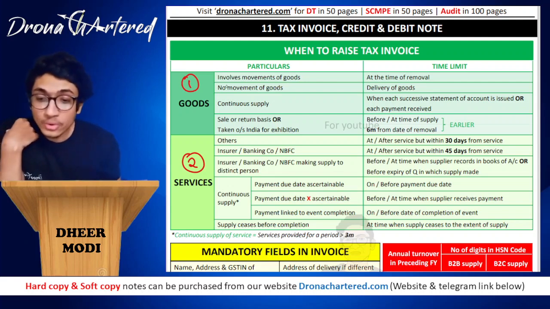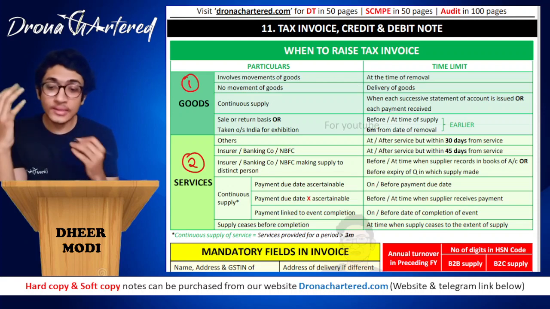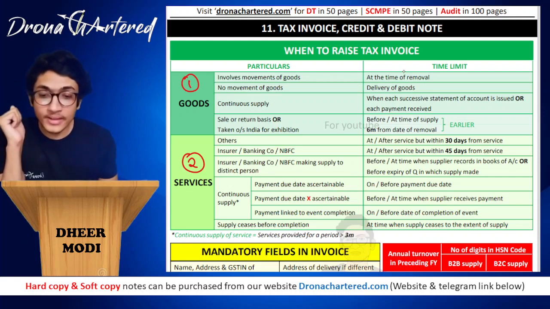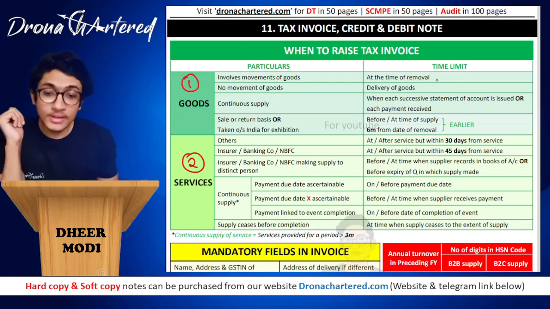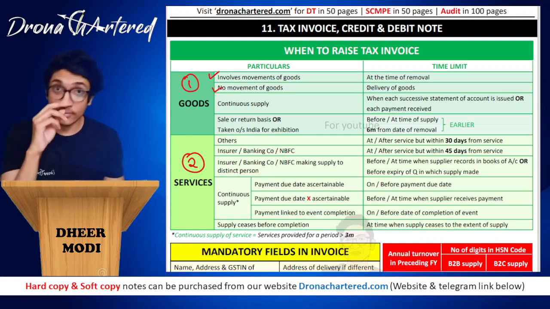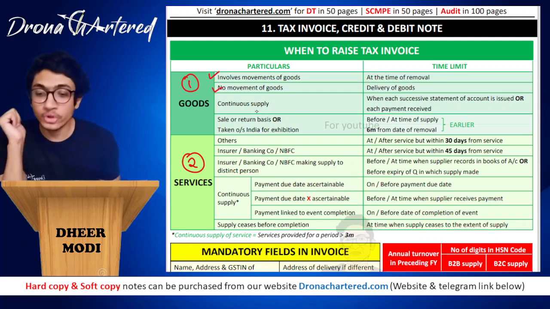Okay. So in case there is movement of goods, the time limit is at the time of removal. That is when the goods are being removed from the warehouse. That is when the invoice needs to be issued. Next, if there is no movement of goods, then in such a case it will be at the delivery of goods. When the goods are being delivered, that is when the invoice should be issued.